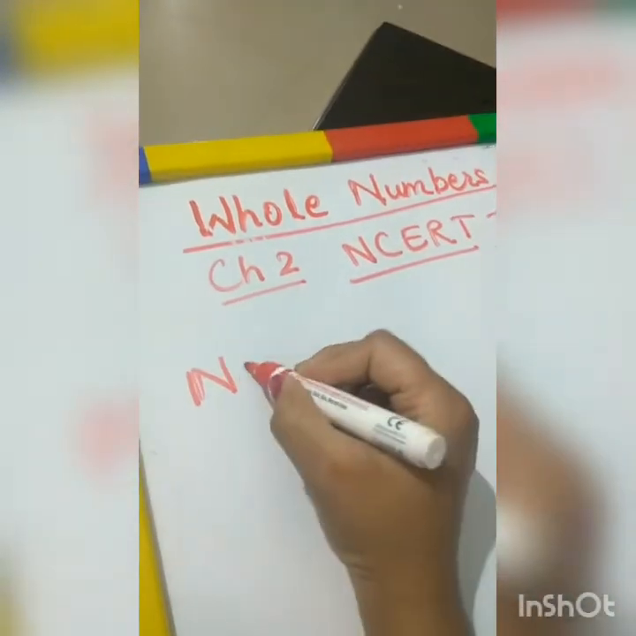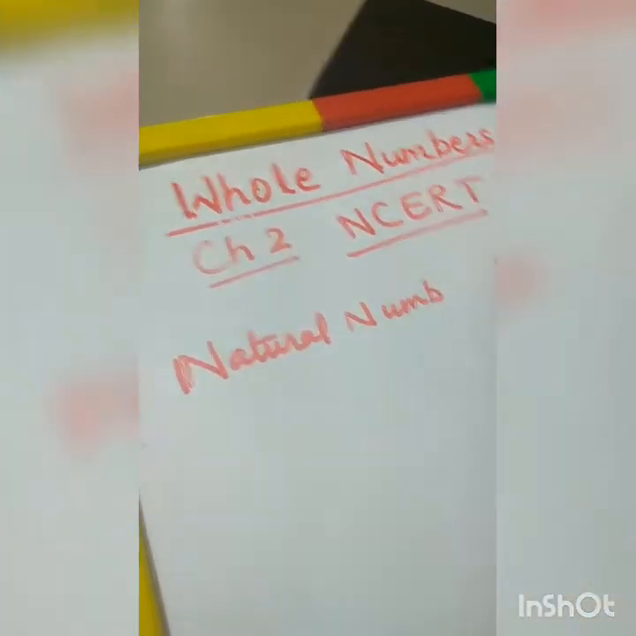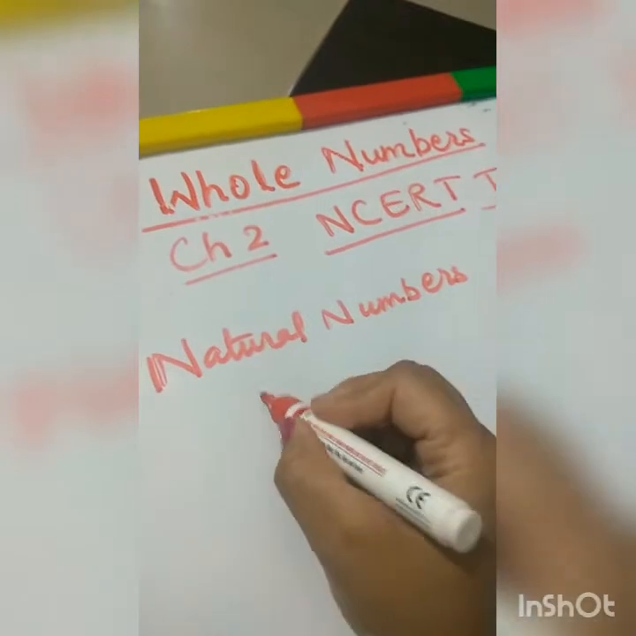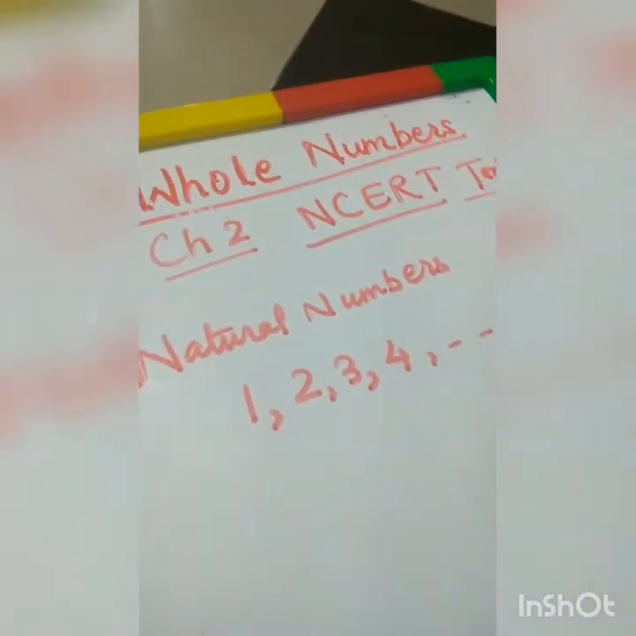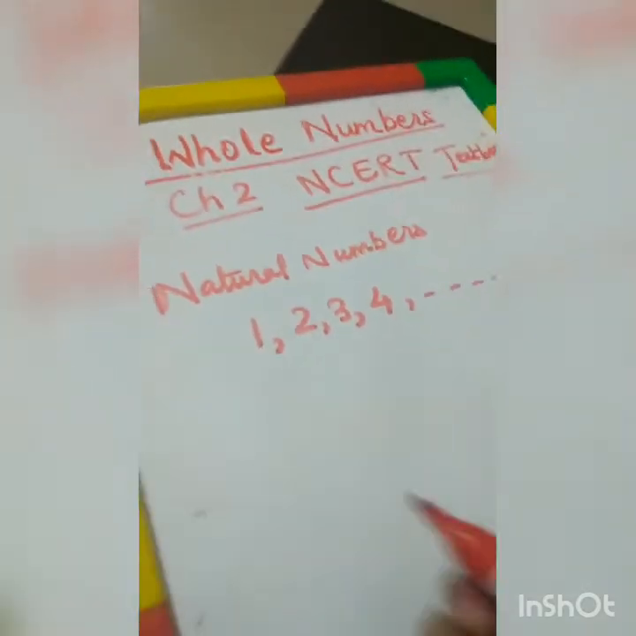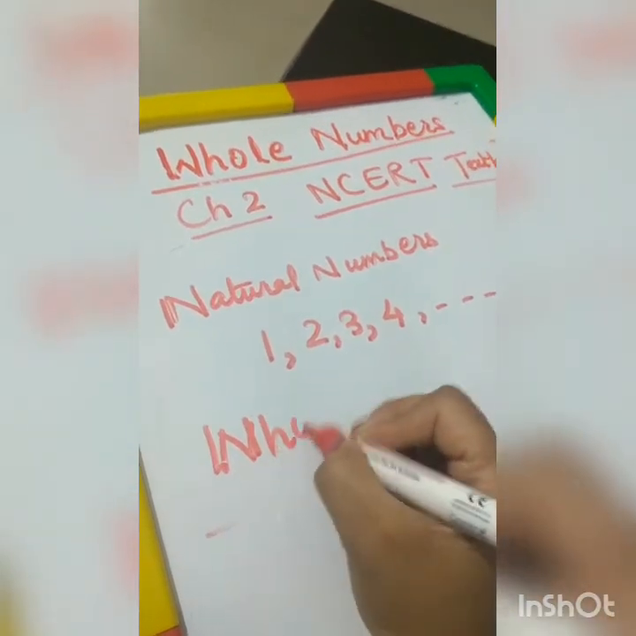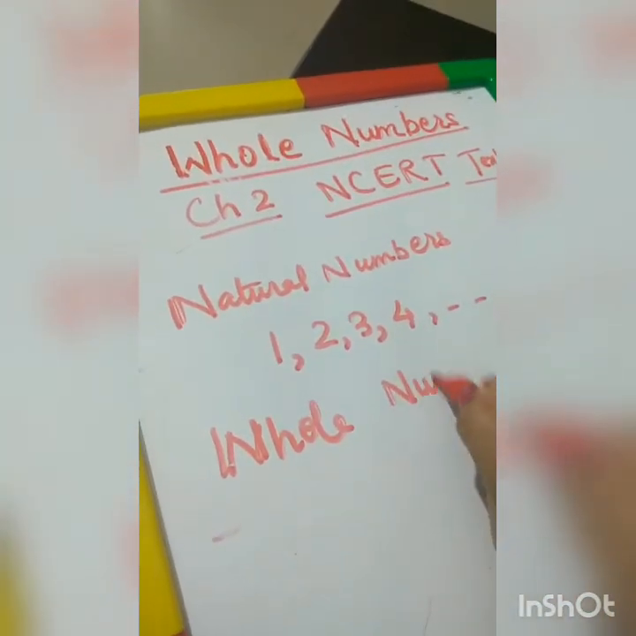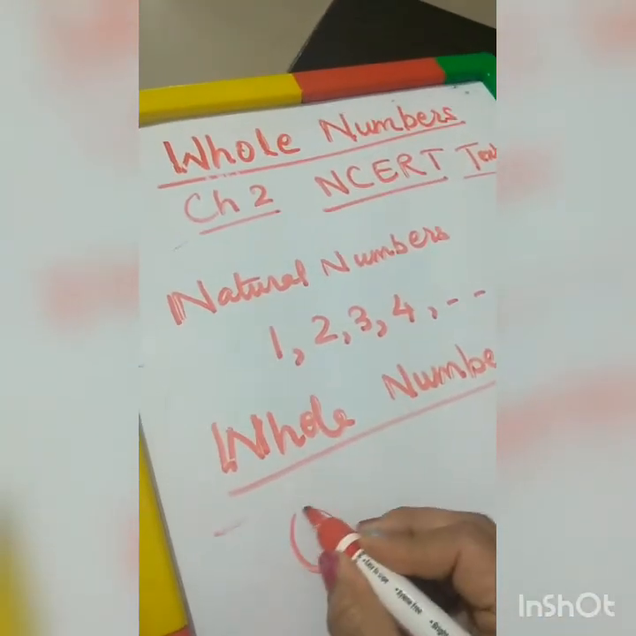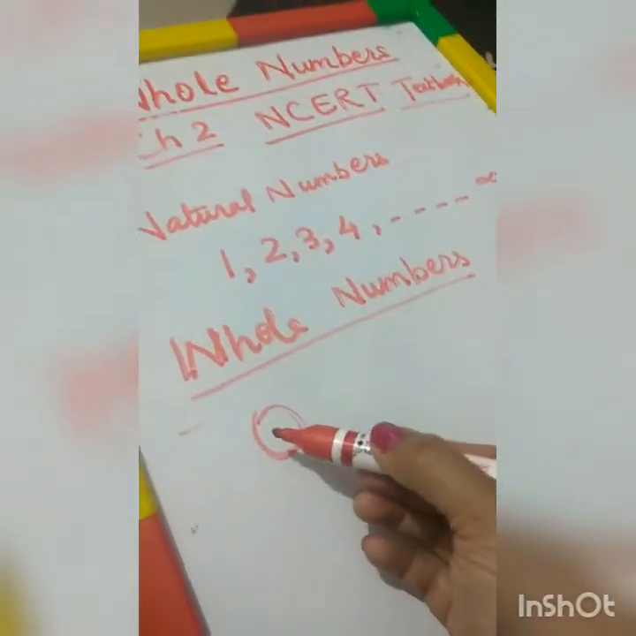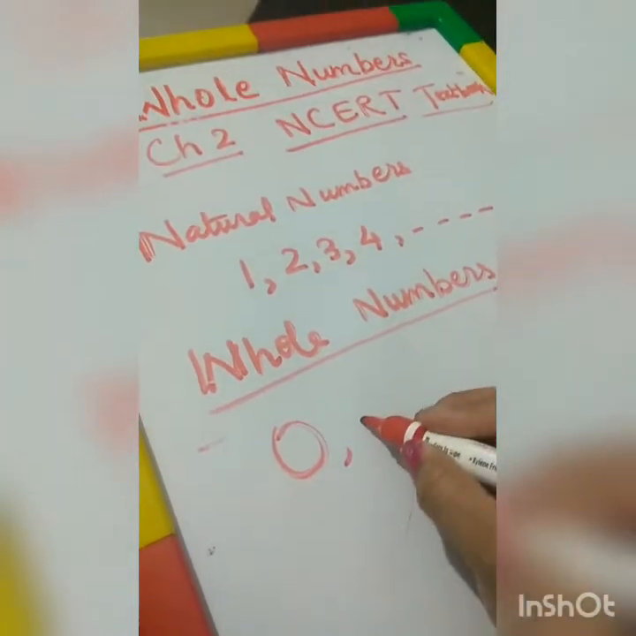So our system of natural numbers starts from 1, 2, 3, 4 and so on. It goes till infinity. When we talk about the whole numbers, it starts from 0. And can you notice 0 also has a whole in it. So you can remember it that way. That 0 is a whole number.